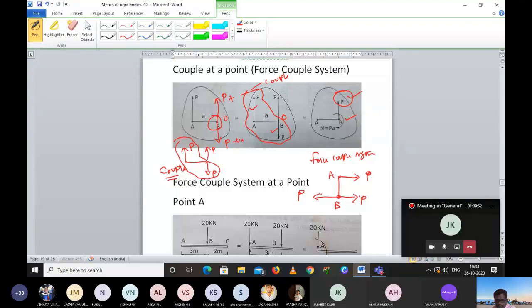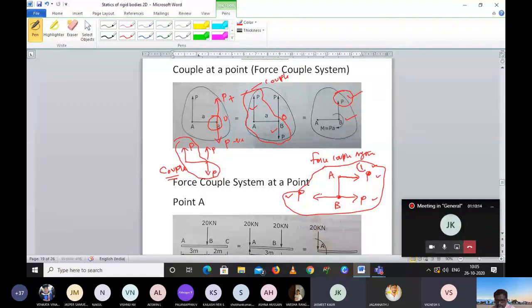Can I join these two forces, or do I have to join this force and this force? Which diagram, sir? Which one do I have to click to make a couple?